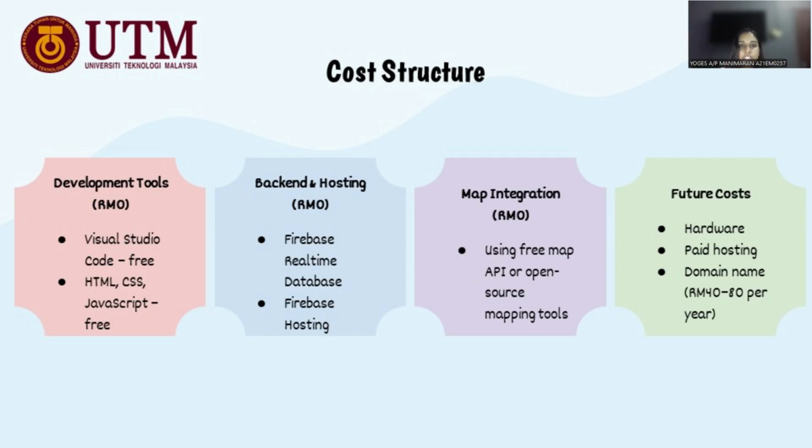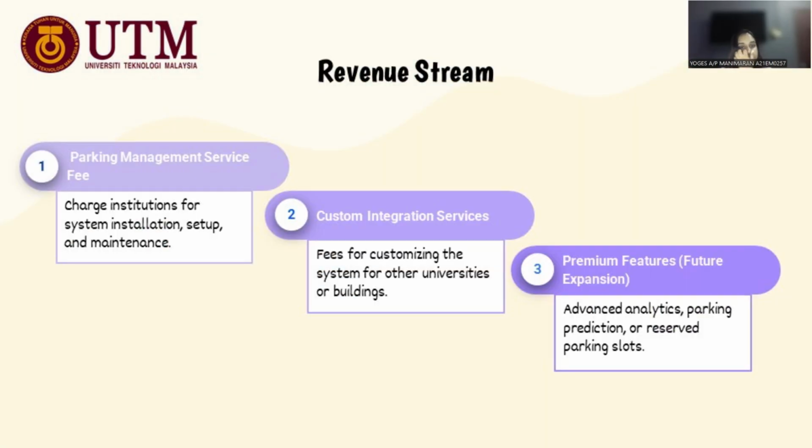For now, our cost structure is RM 0, because from development tools to the map integration, we didn't spend any money on it. Development tools, backend hosting and map integration are free. But for future costs, we might need to pay for hardware and also a domain name, which is 40 to 80 ringgit per year. The revenue streams are a parking management service fee, which charges institutions for installation, setup and maintenance, then a customer interaction service, where we charge a certain amount for customizing the system for other universities or other buildings, and premium features for future expansion purposes.